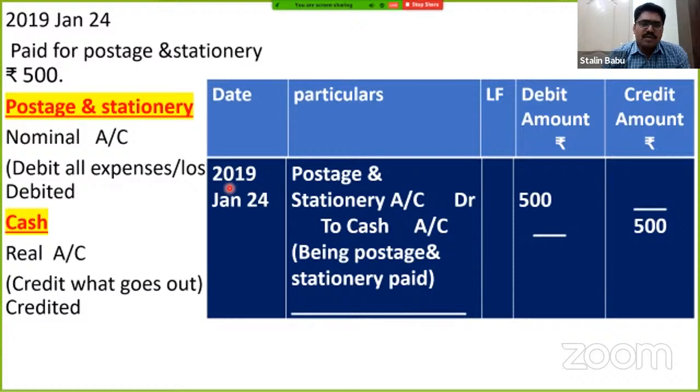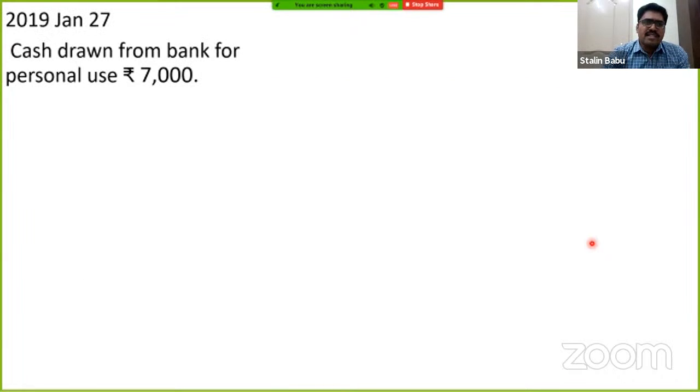What is the date? January 24. What is the amount? 500. Right? 500 in debit column, 500 in credit column. Being postage stationery paid.